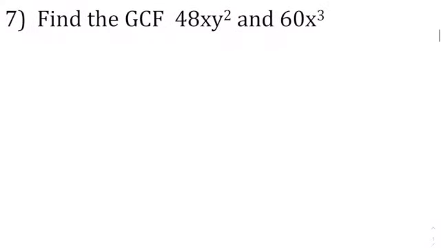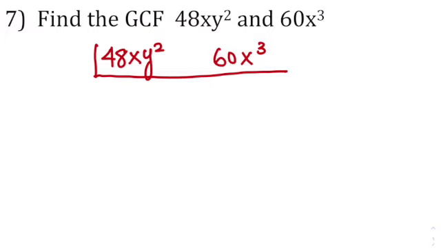Example number 7, when you write it out, you have 48 x y to the 2nd, 60 x to the 3rd. So if you take it out, I'm going to show you guys. I notice I can probably go in with 4. If you want to do 2 to cut it down, it's totally okay. But I'm going to try to go in by 4, and that's going to be 12 x y to the 2nd power. And then 60 divided by 4 is 15, and then you have x to the 3rd.